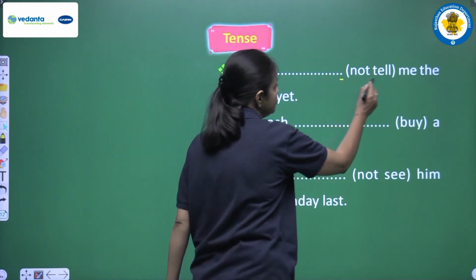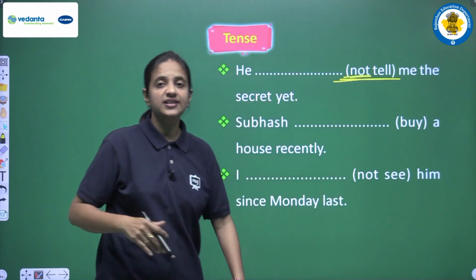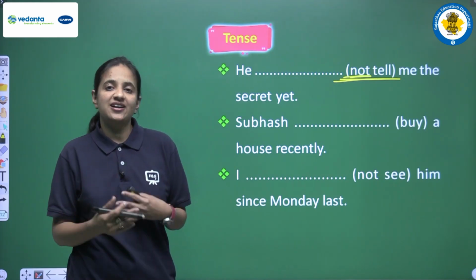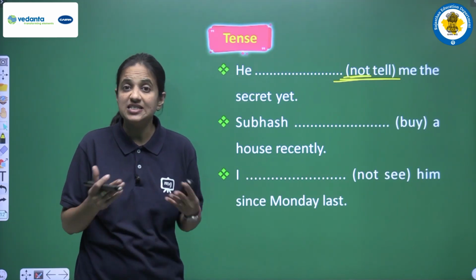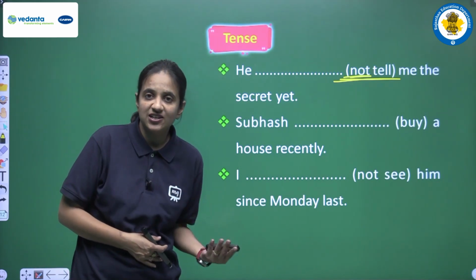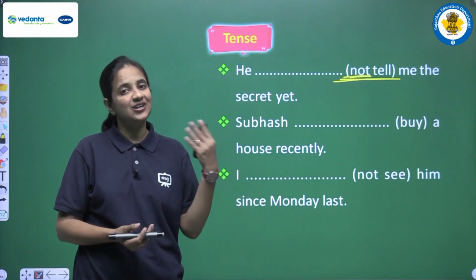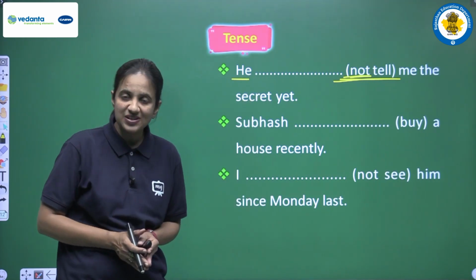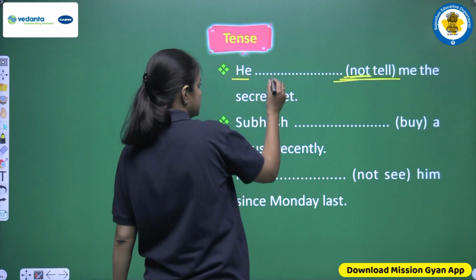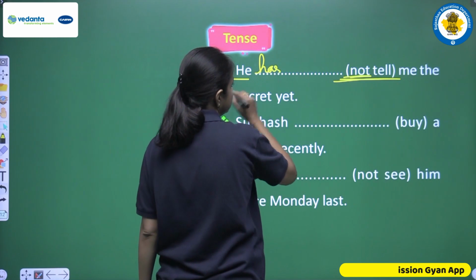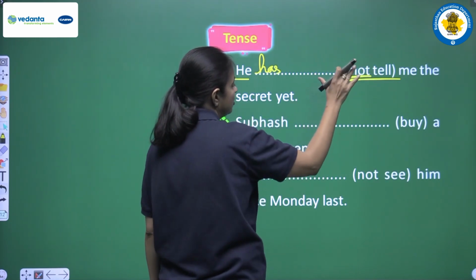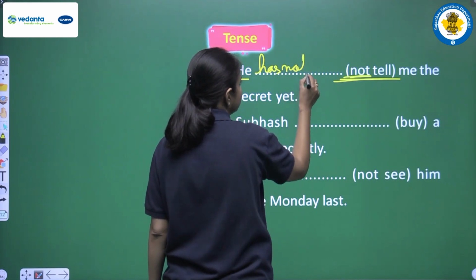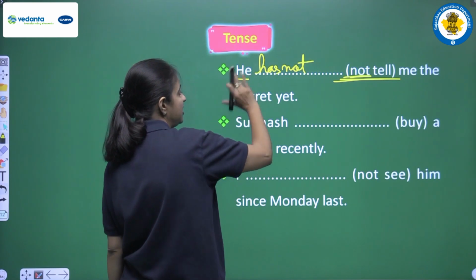Okay. Next example that we are having, he not tell me the secret yet. So this is a negative sentence because we are having not just before the main verb. But we all know that regardless of the type of the sentence we have to follow the same rules. We do not have to follow any extra, different rules here. The rules will be the same. So just see the subject, that is he, a singular subject. So for singular subjects we always use has. He has. Now we are having not. You always have to remember that not always comes after the helping verb, right? So we will write, he has not.